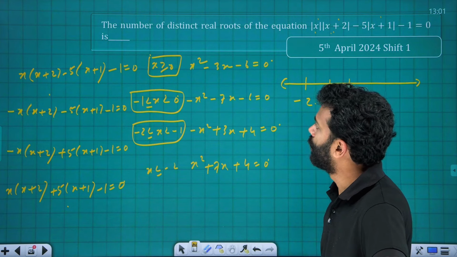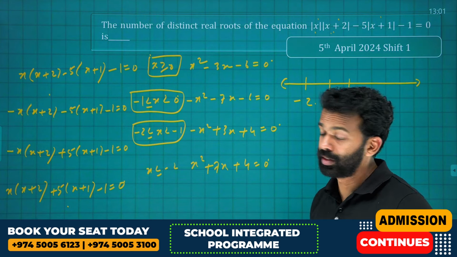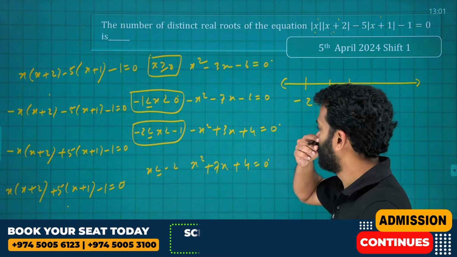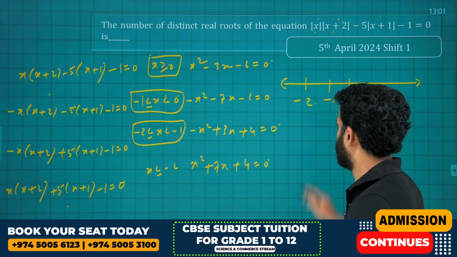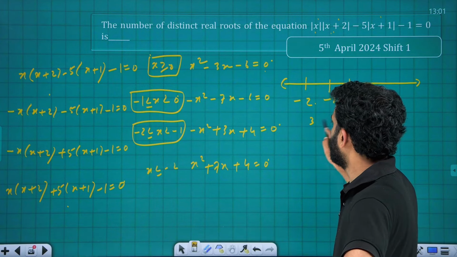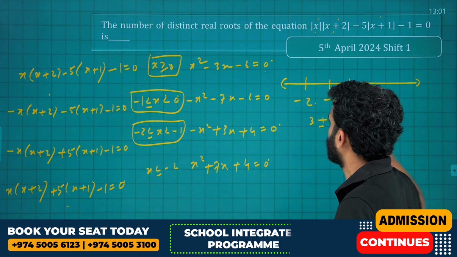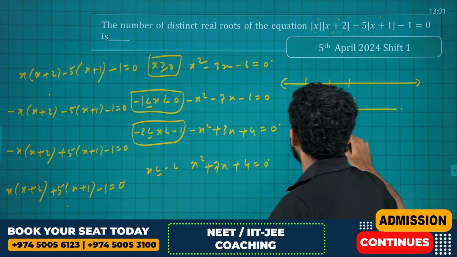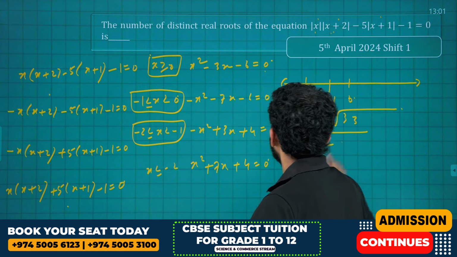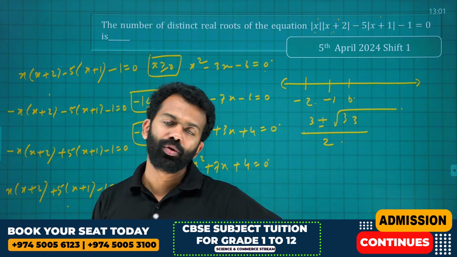So basically, how many quadratic equations? 4, right? 1, 2, 3, 4. 4 quadratic equations. So let's solve the first one. x square minus 3x minus 6 is equal to 0. This one I am solving. 3 plus or minus root of b square, that is 9, 9 plus 24, that is 33, 33 by 2. So 3 plus or minus root 33 by 2.